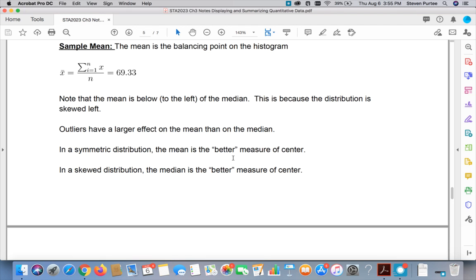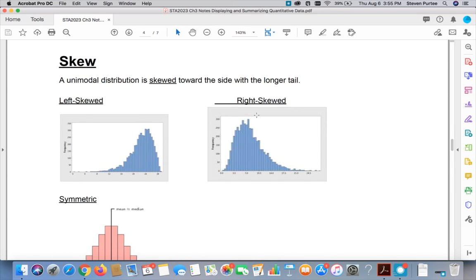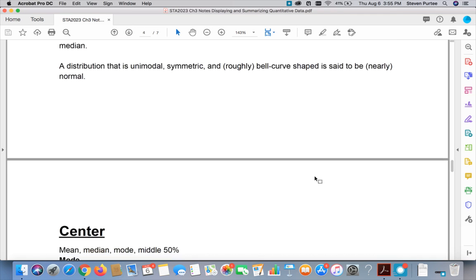The classic example of this is income inequality in the US. Income inequality is very skewed right. It looks like this. You get a few people in the US that are making millions of dollars a year. And if we calculate the mean income, it looks much higher than what the typical person makes. That's why we typically give the median income, because that's more representative of what the average person or typical person makes.